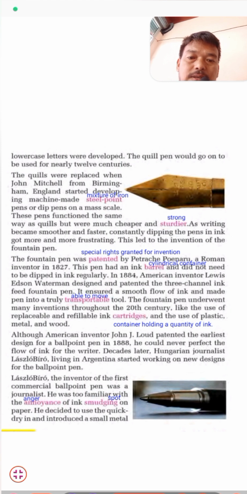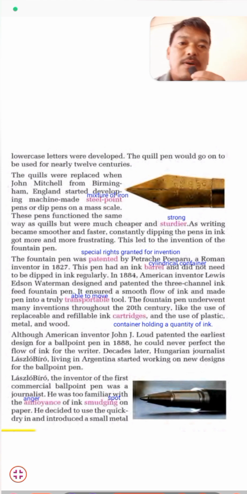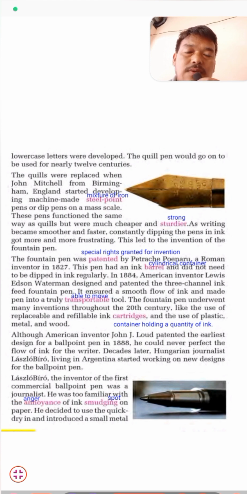Laszlo Biro, the inventor of the first commercial ballpoint pen, was a journalist. The first ball pen was discovered by a journalist, a Hungarian.